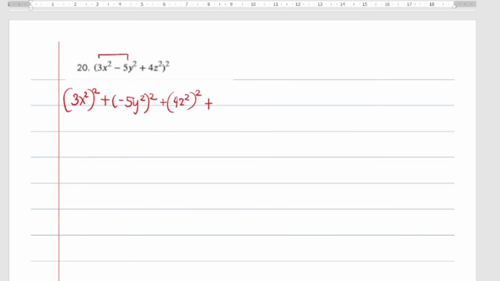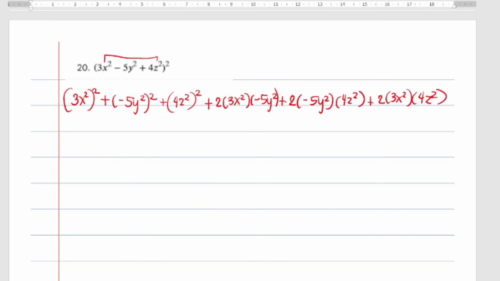So, these are the first to pair. So that's 2 times 3x squared times negative 5y squared, plus the next pair, 2 times negative 5y squared times 4z squared, plus the next pair, 2 times 3x squared times 4z squared. Then let's simplify. 3 squared, that's 9. X squared squared is x raised to 4. Negative 5 squared is positive 25. Y squared squared is y raised to 4. 4 squared is 16. Z squared squared is z raised to 4.